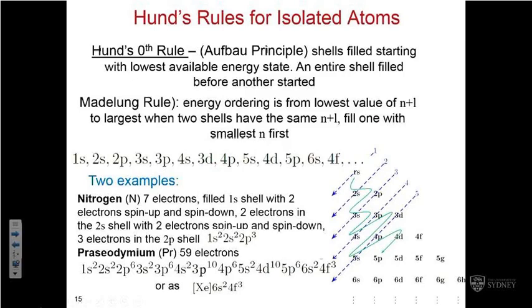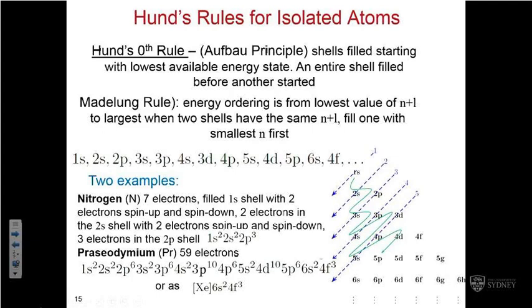The zeroth rule: we start filling. You've got your atom and various states. The most strongly bound electrons are in the lowest orbital, and the more weakly bound valence electrons go into these higher states here. So how do we actually fill them?